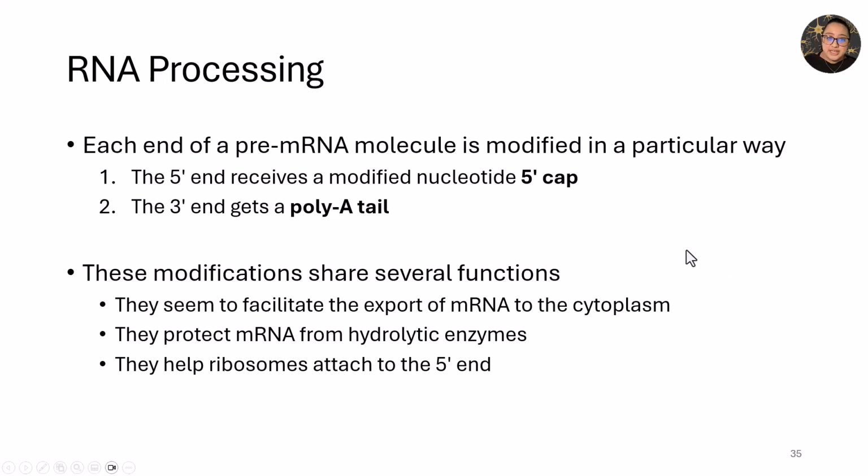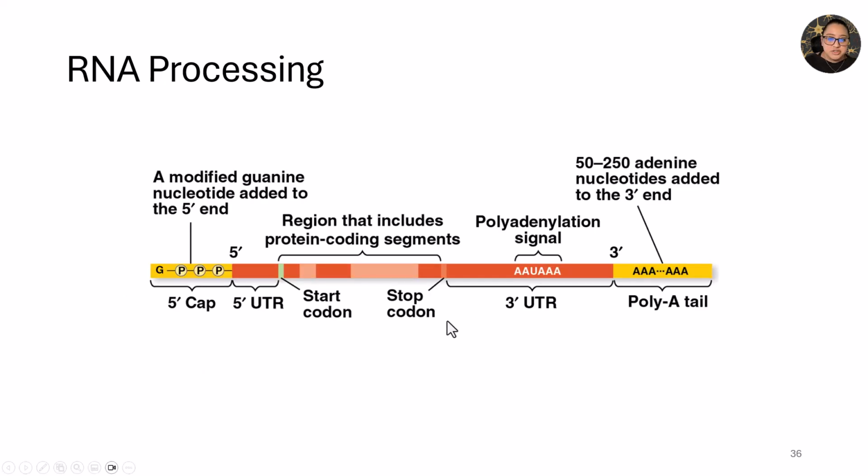So each end of the pre-mRNA molecule is modified in a particular way. The 5' end receives a modified nucleotide 5' cap. And then on the 3' end, it gets a poly A tail. So here's a picture. This is the 5' cap. It goes on the 5' end, and it's a modified guanine nucleotide. And then at the other end, at the 3' end, there's a poly A tail. It's really just a bunch of adenine nucleotides, 50 to 250.